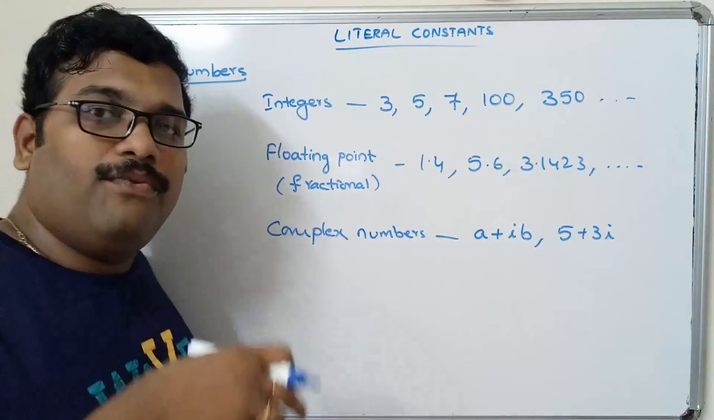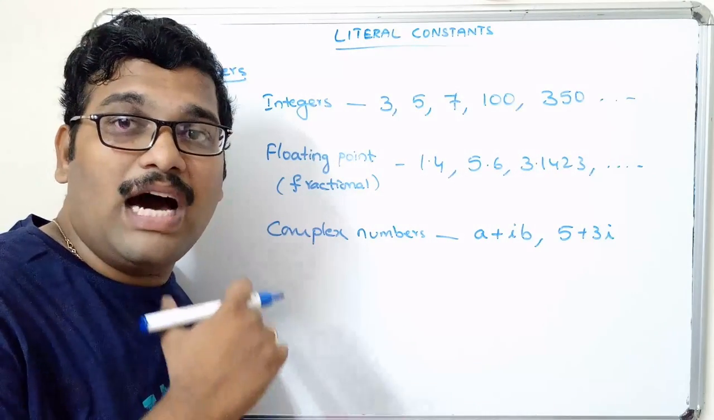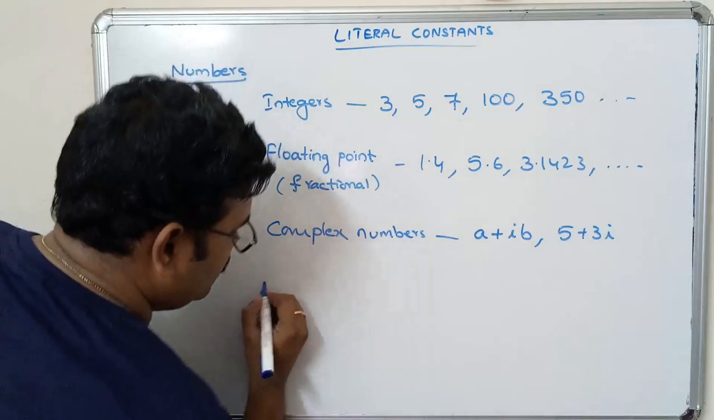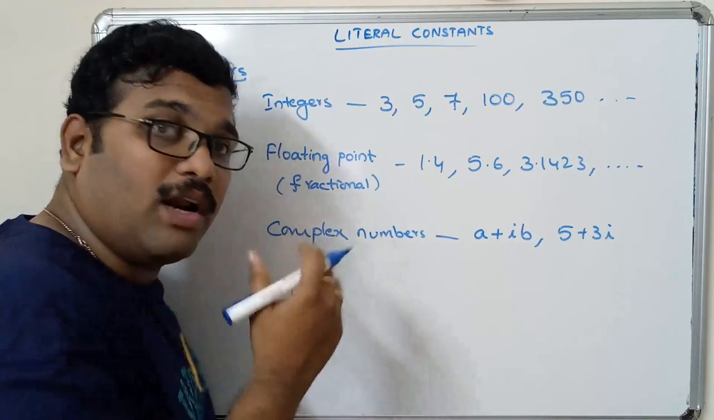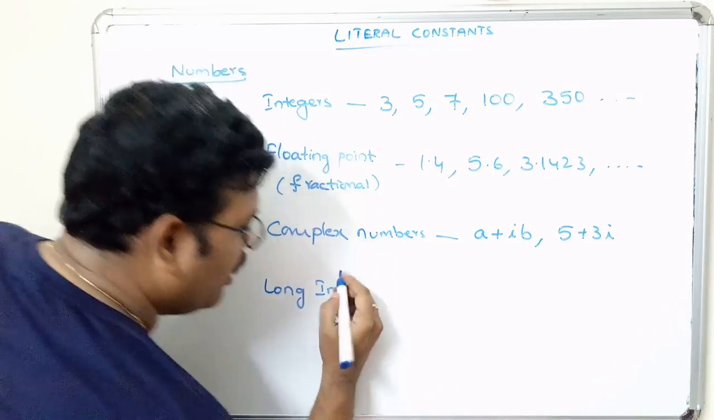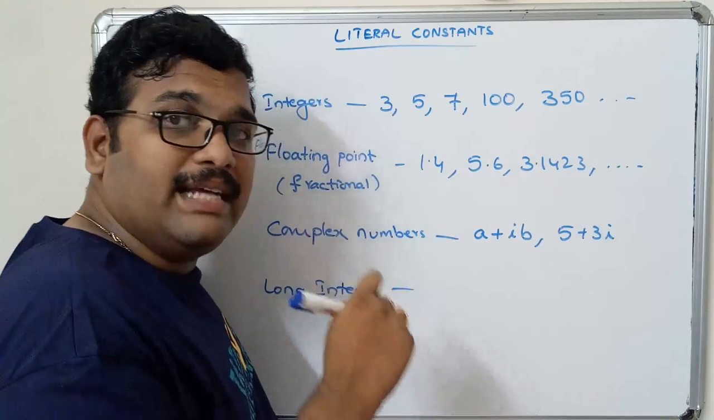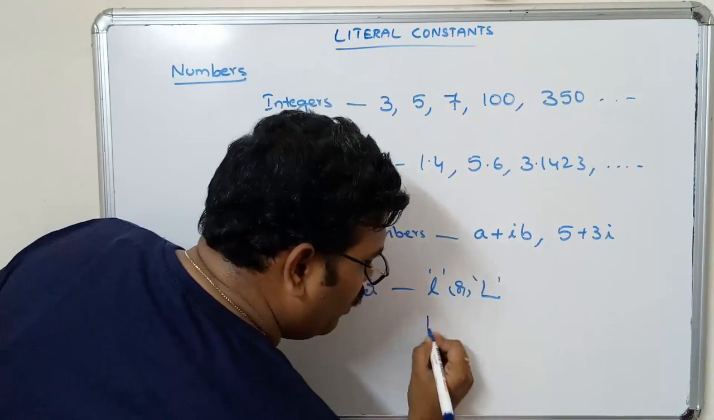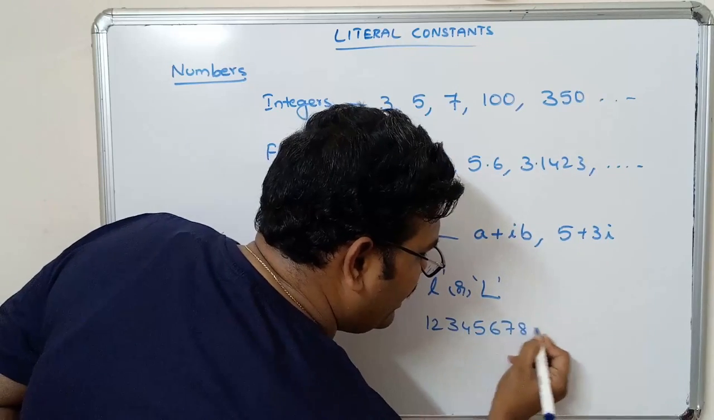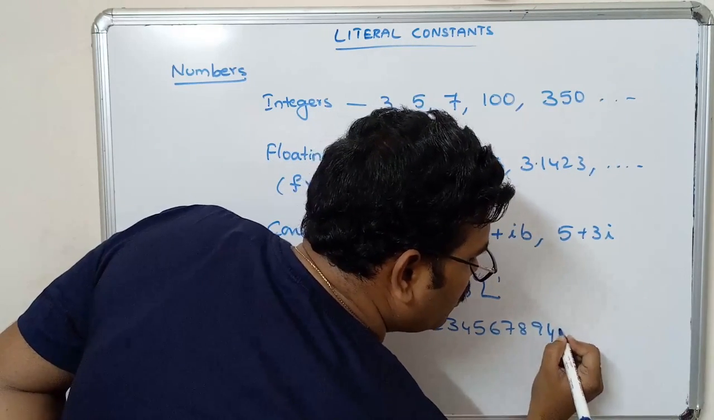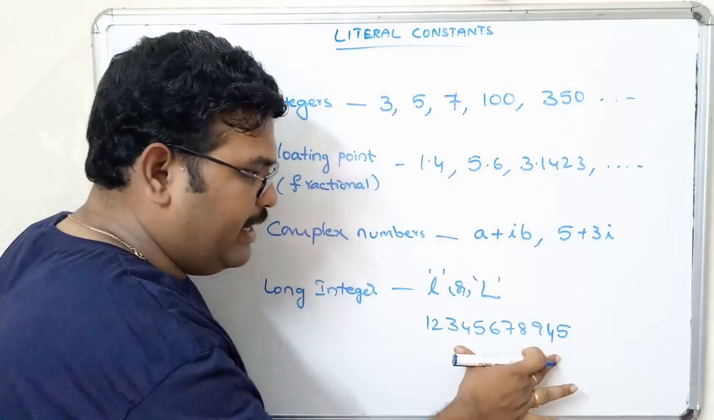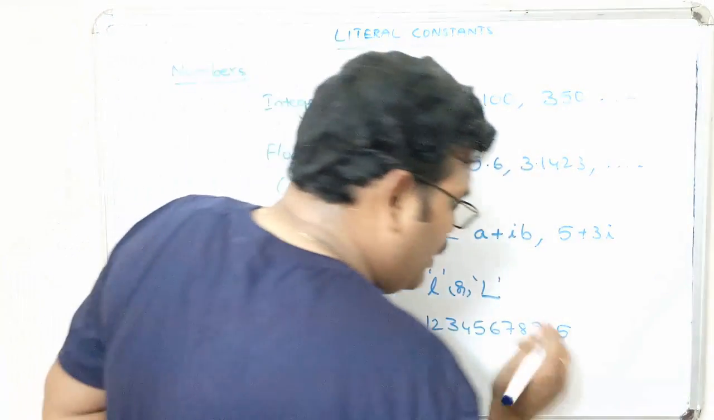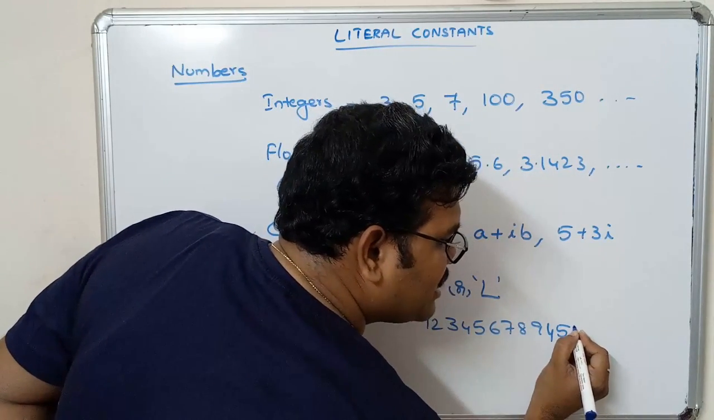Here, if we want to store long integers, that means large values, right? If you want to assign a long integer value to a variable, we need to add a suffix L, or capital L. So any number like 1, 2, 3, 4, 5, 6, 7, 8, 9, 4, 5 is a very large number, and it is represented as a long integer if we add L as a suffix to this number.